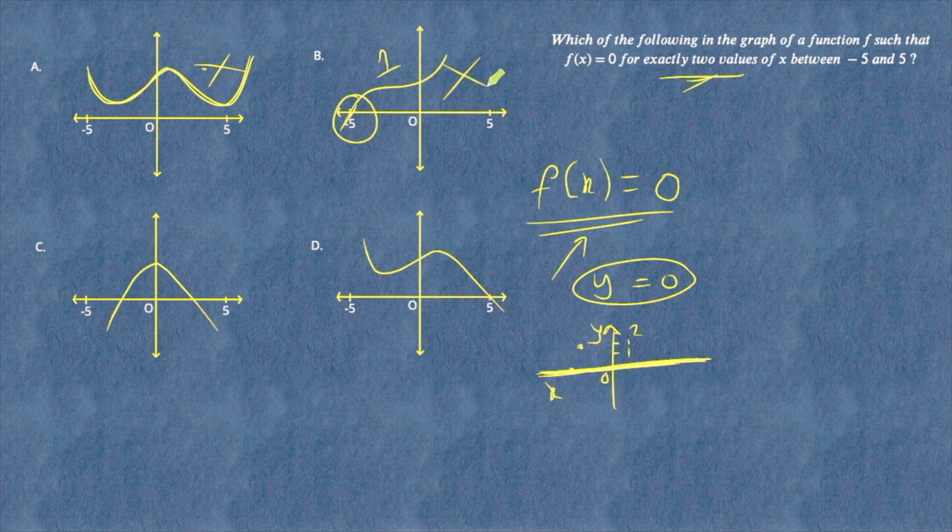Look at graph 3 here. It cuts the x-axis at this point and this point. So for two values of x, y will be 0. So this is one of the options where that could be the right answer. If you look at this one, it cuts the y-axis once and then cuts the x-axis once. So there's only one here. So this also cannot be the answer.